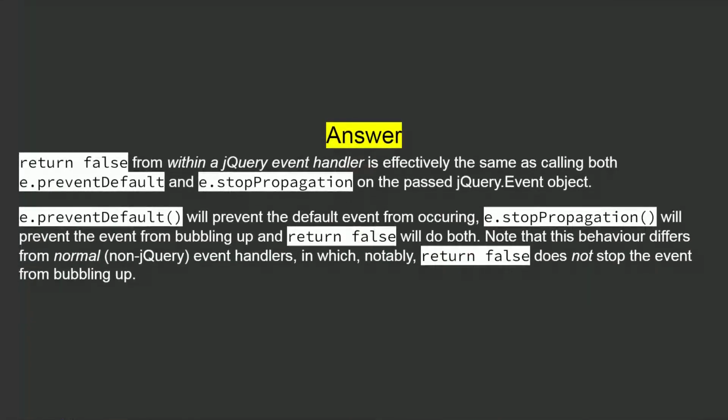Return false from within a jQuery event handler is effectively the same as calling both e.preventDefault and e.stopPropagation on the passed jQuery event object. e.preventDefault will prevent the default event from occurring, e.stopPropagation will prevent the event from bubbling up, and return false will do both. Note that this behavior differs from normal non-jQuery event handlers, in which, notably, return false does not stop the event from bubbling up.